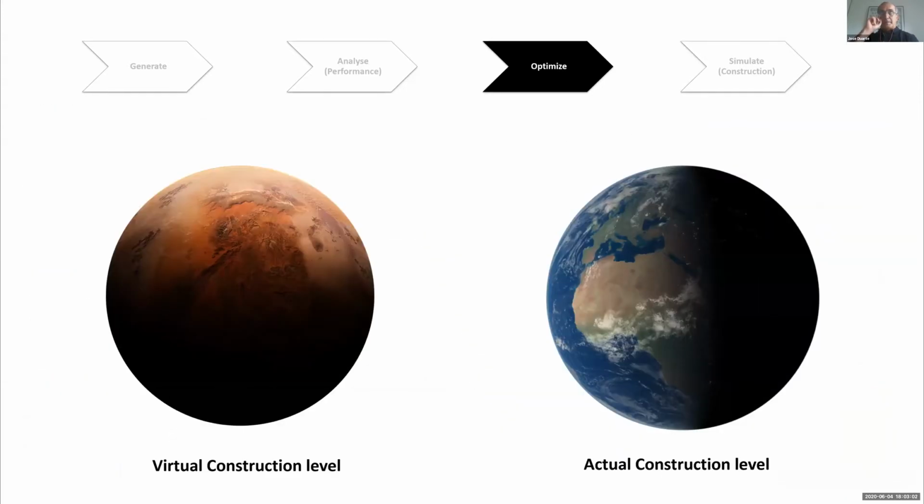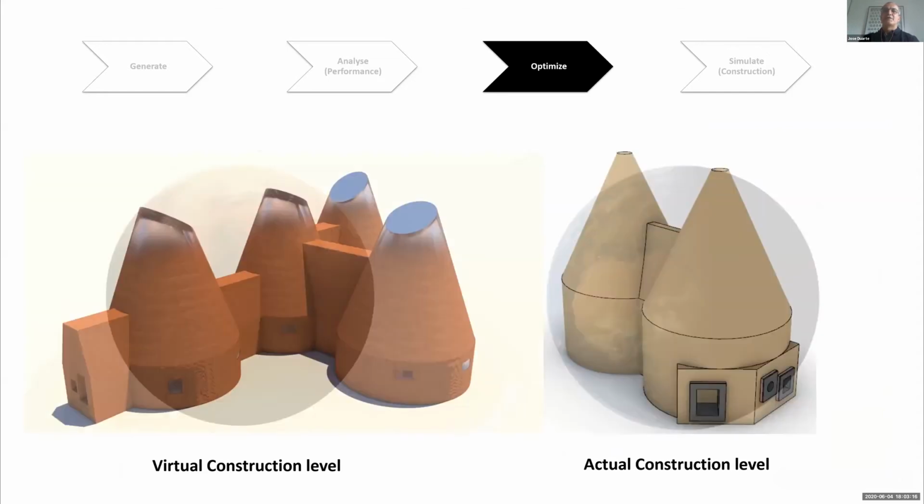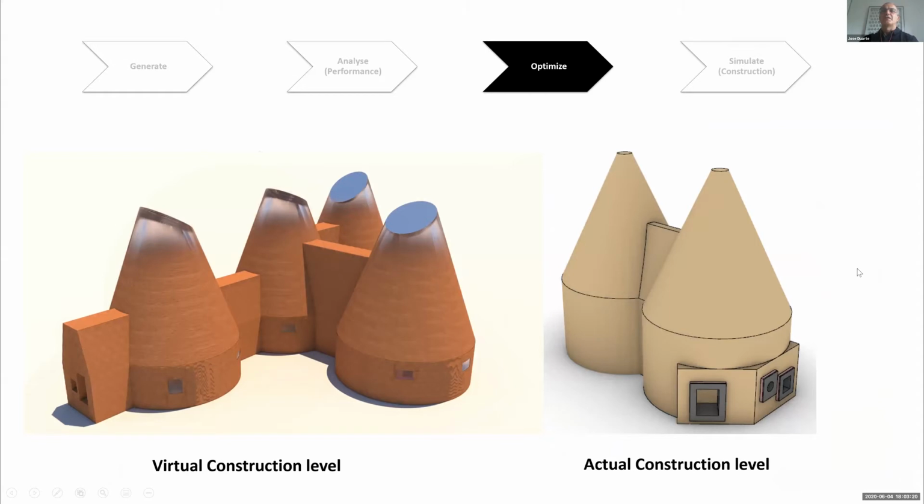Because we are using this platform to design for different environments, the output was obviously different. What we designed for Mars was different than what we designed for Earth, but with the same design system. You see the output of the system for Mars and the output of the system for Earth: completely different structures. They resemble each other, there are some similarities, but they have different configurations.